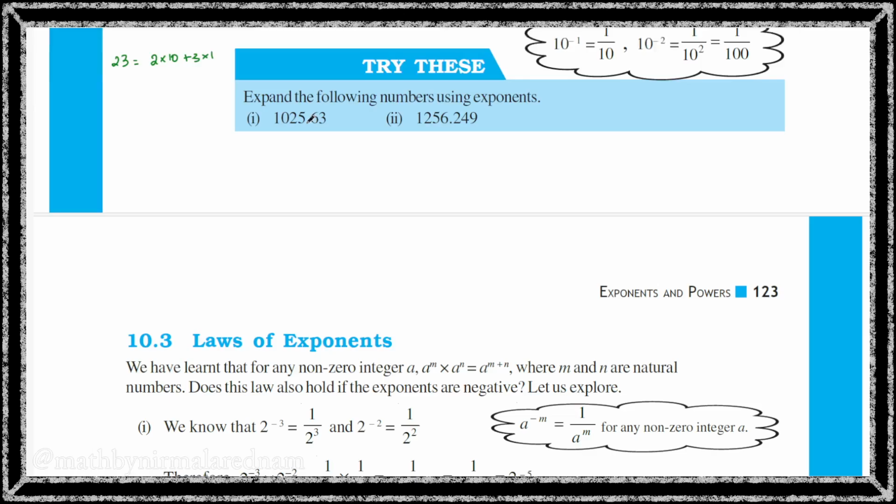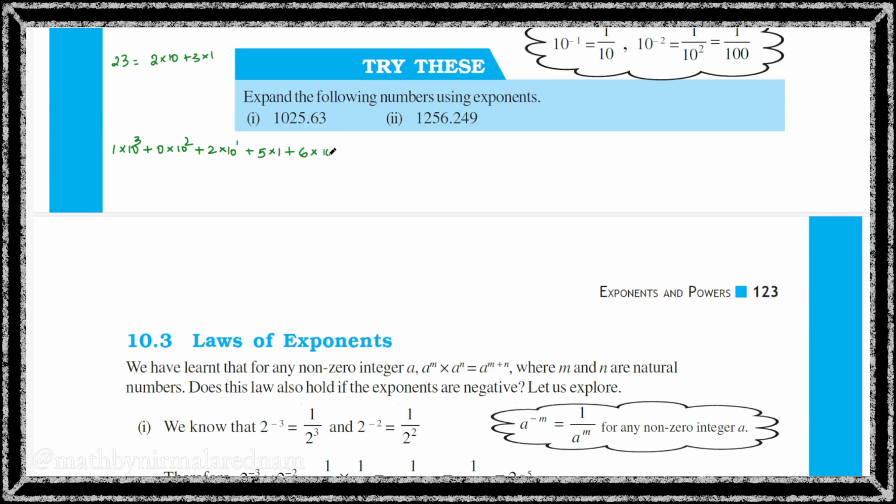So as far as the numbers to the left of the decimal are concerned, it's going to be the same. So I'm going to write 1 into 10 power 4 plus 0 into 10 power 3. 1 into 10 power 3, sorry, is going to give me 1000. 1 into 10 power 3 plus 0 into 10 power 2 plus 2 into 10 power 1 plus 5 into 10 power 0, which is 1. Okay.